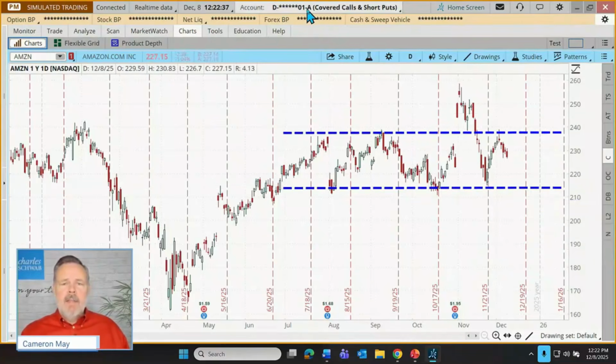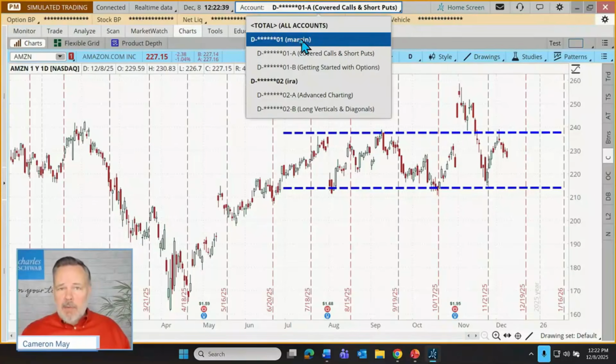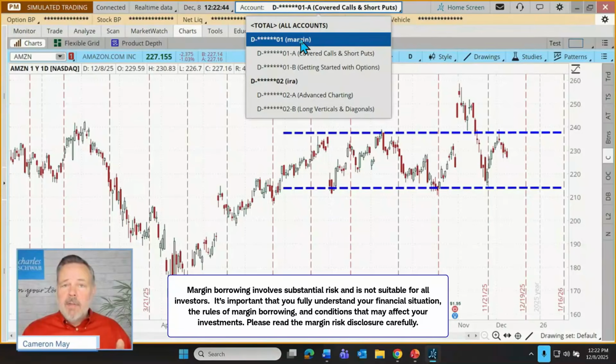We're actually doing this in a margin account. So when I said earlier that someone was talking about cash secured puts in the chats, this one is actually a margined position. It's not cash secured.